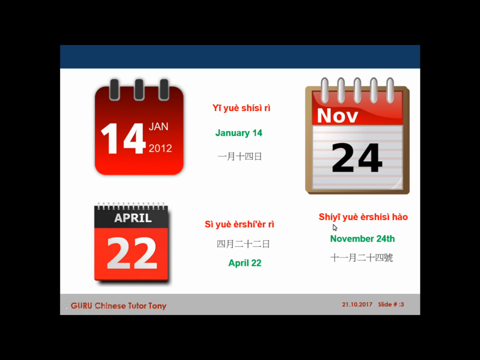The last one, we can use 号 as an example. It's November 24th. November is the 11th month, so it's 11月24号, 24th. We just mentioned that 号 and 日 can take the place of each other. They both mean date. So 11月24号, November 24th.